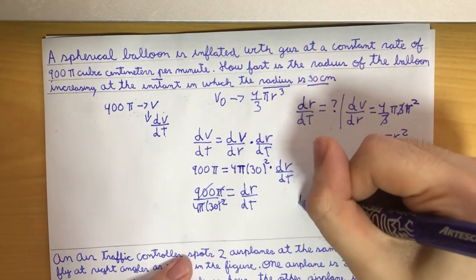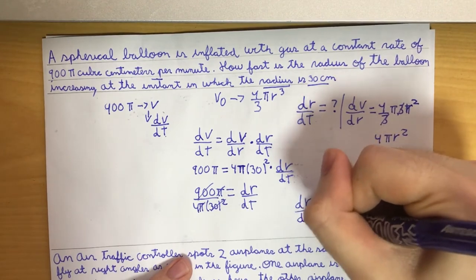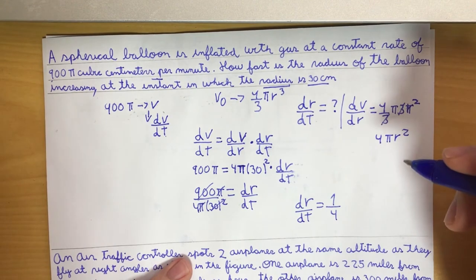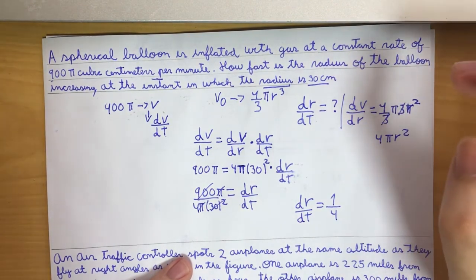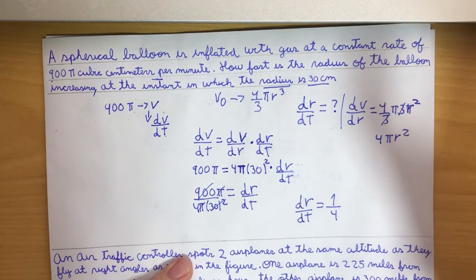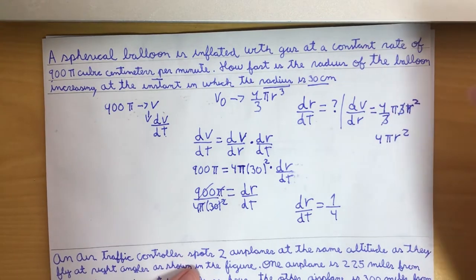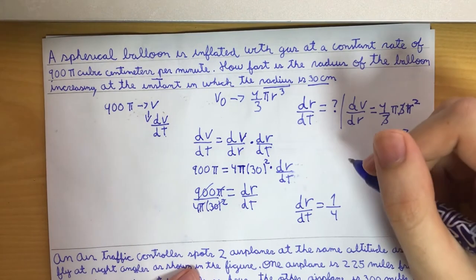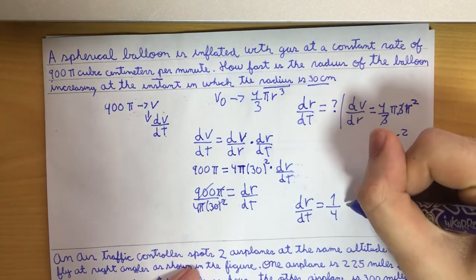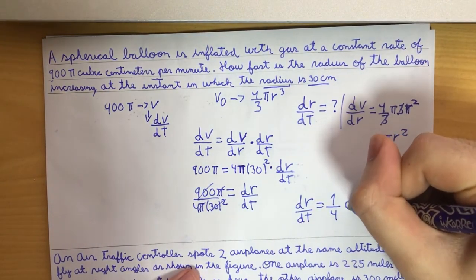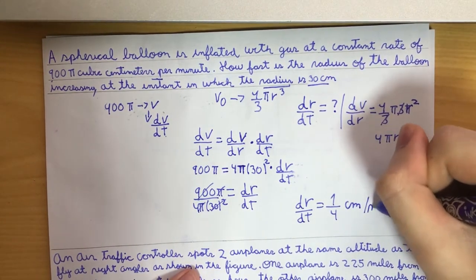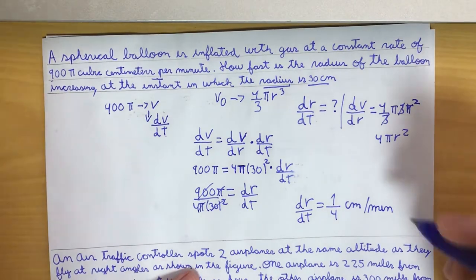So dr over dt is going to be equal to 1 over 4. But not just that. Remember the units, because teachers get mad when you don't put the units. They took off like 5 points on one problem because I forgot the units. So centimeters per minute. That is it.